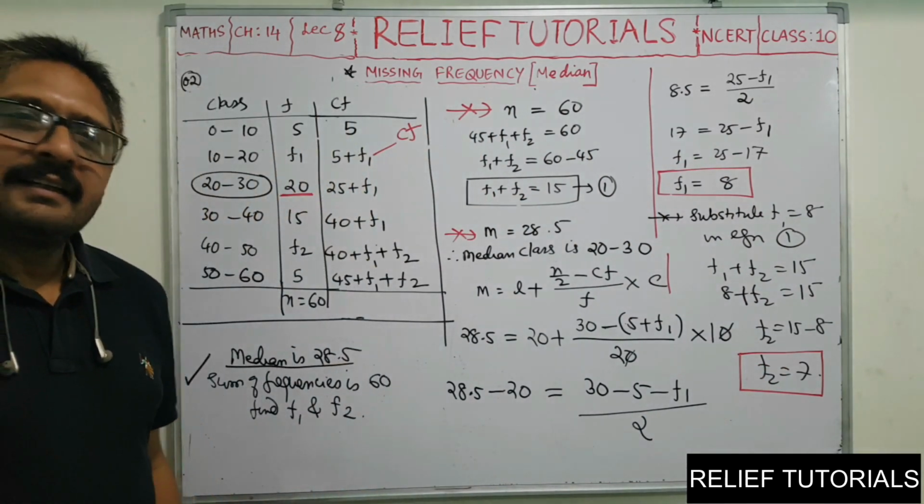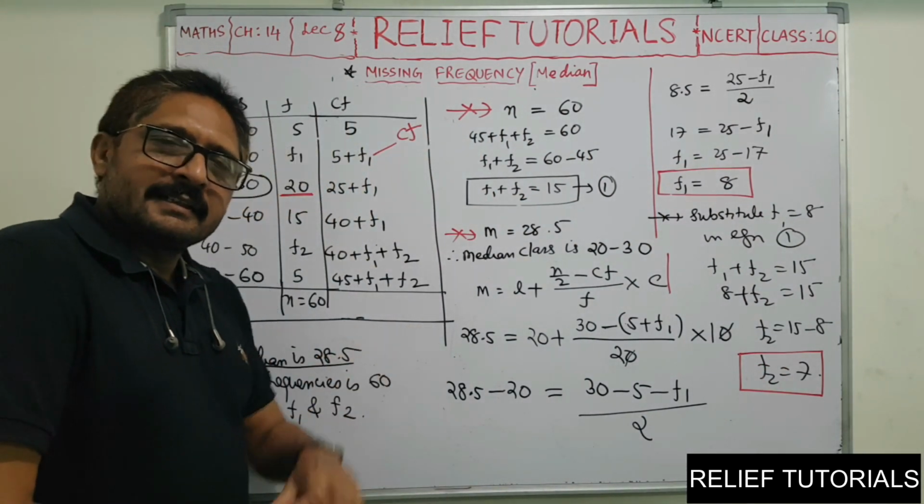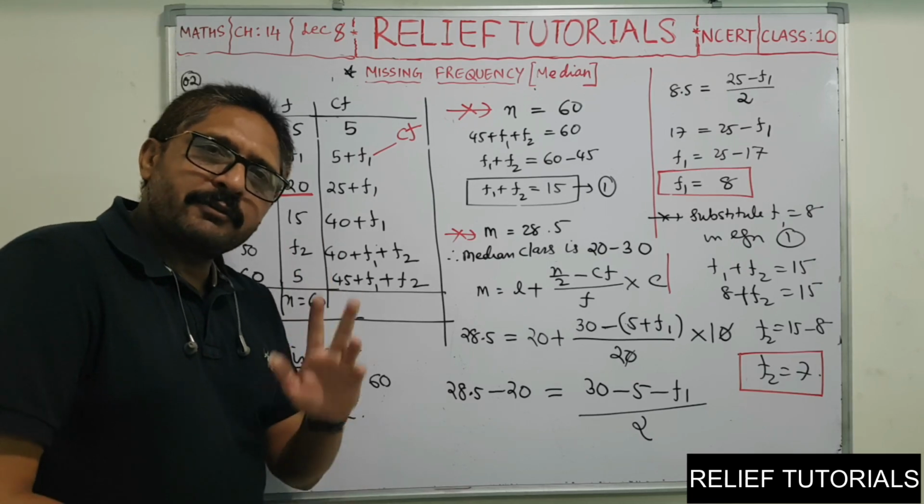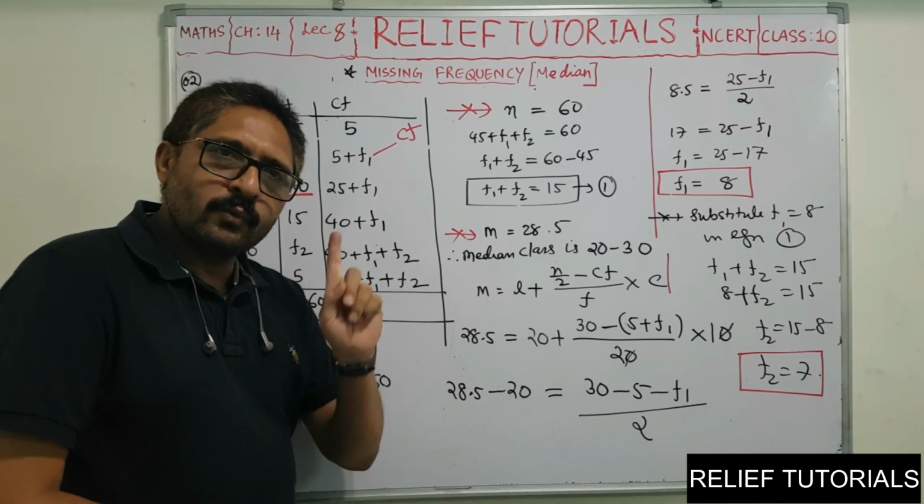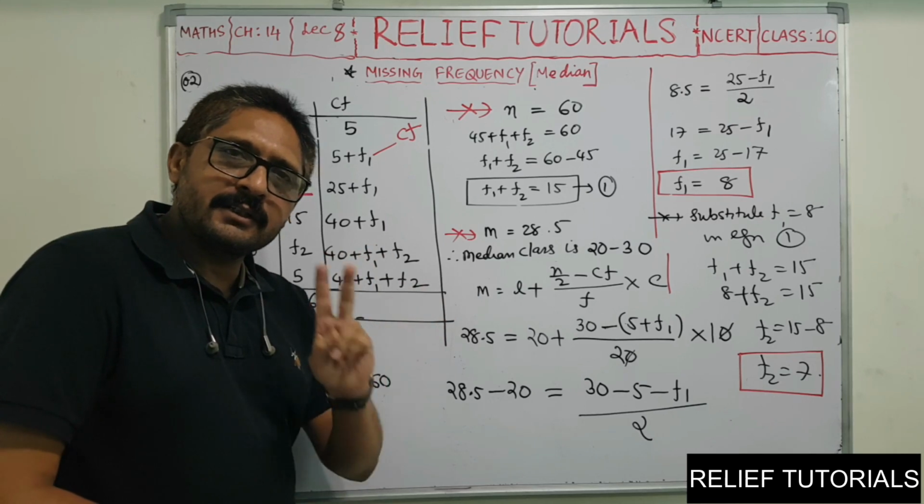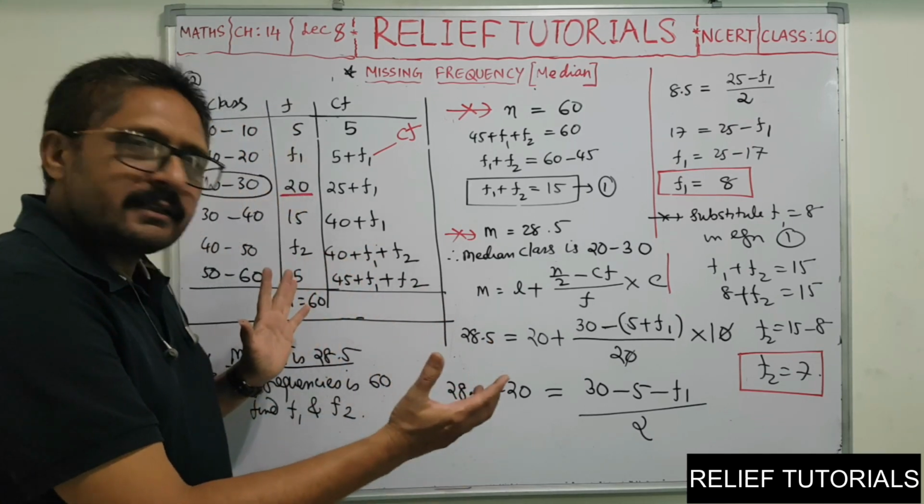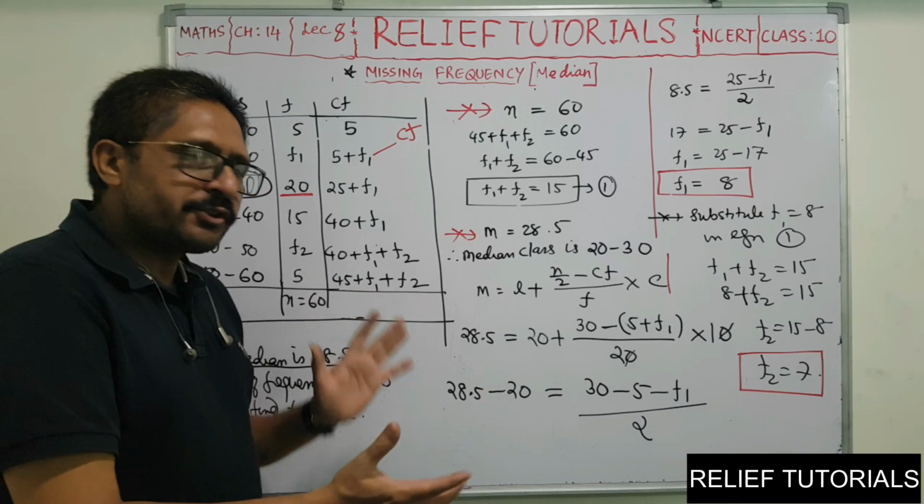So there are only two types of problem here: single frequency missing and double frequency missing. Single frequency missing needs one piece of information; double frequency missing needs two pieces of information. It is quite easy.